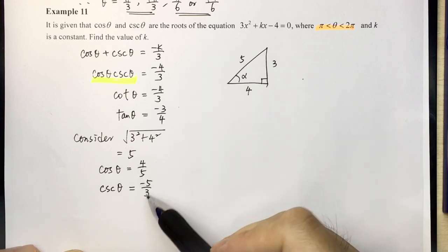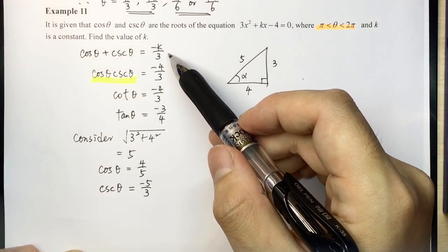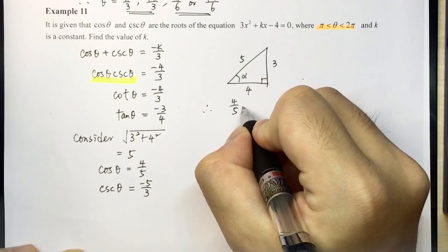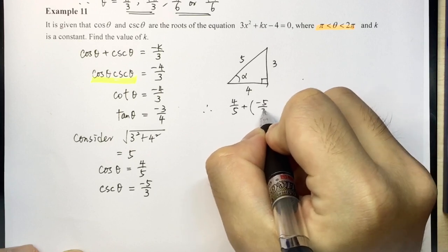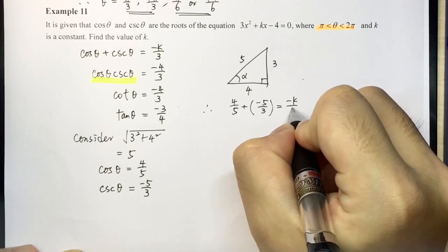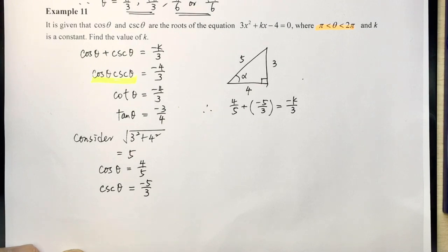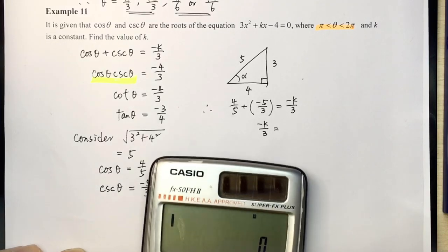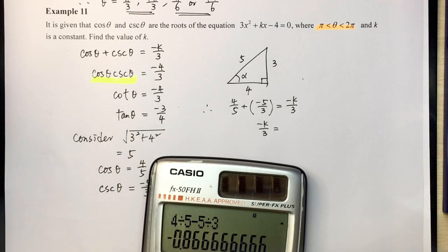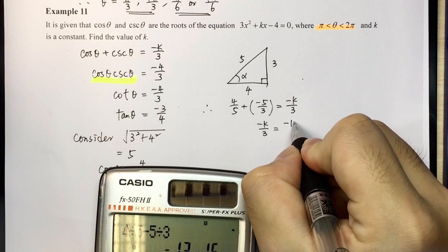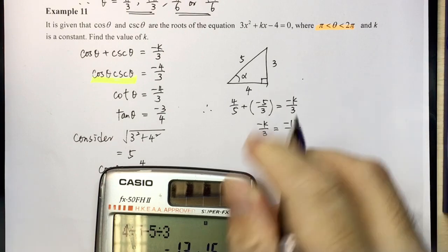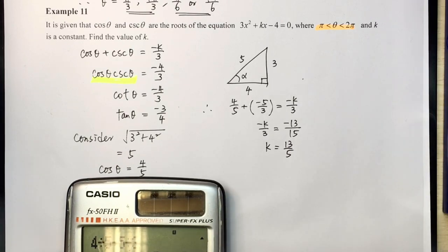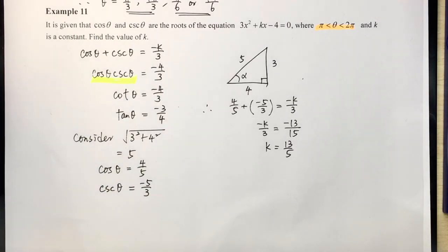Then you can substitute the result back to the sum of roots to get the value of k. So we have 4 over 5 plus negative 5 over 3 equals negative k over 3. And use your calculator to get negative k over 3 equals negative 13 over 15. And thus k is 13 over 5. Okay?